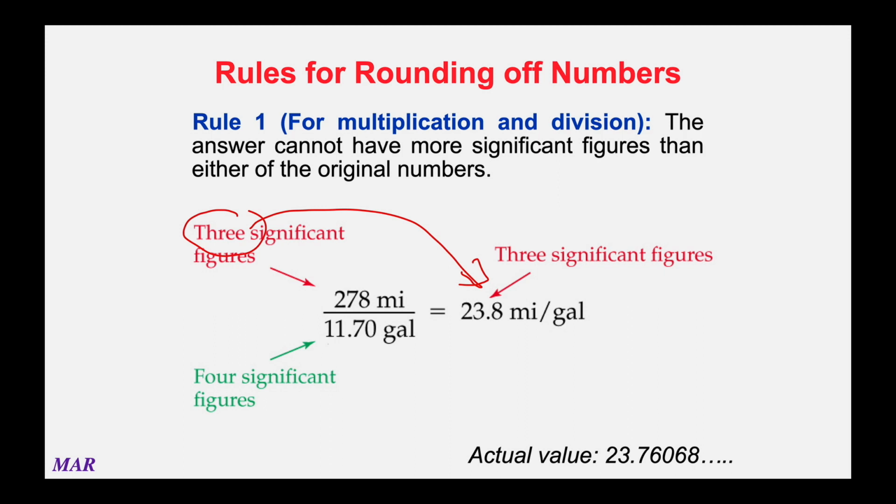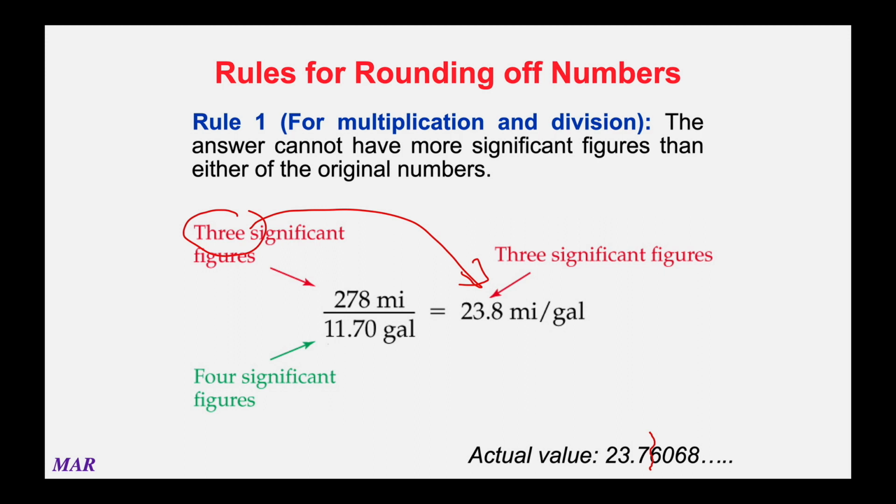So 23.76068 becomes 23.8. Notice here that we rounded up the 7 to 8. If the first number you drop is between 5 and 9, you round up. So 23.76 to 3 sig figs, 23.8. So when you multiply and divide, the smaller number of significant figures is what you use in the final answer.